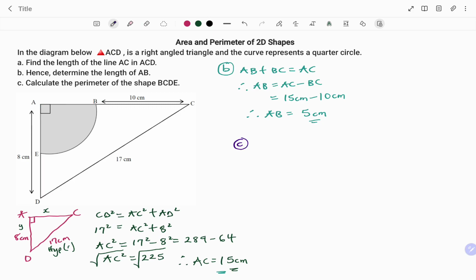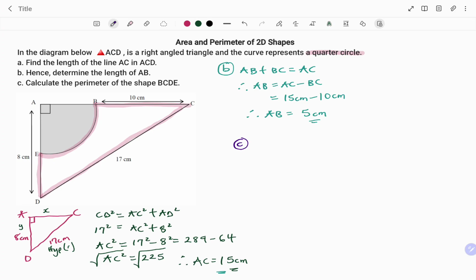For the last part of the question, I'm to find or calculate the perimeter of the shape BCDE. I'm going to start by highlighting the shape, that's BCDE. So I have the length CD, DE, and EB. Note that the sides BC, CD, and DE are straight lines, but I need to find the curve EB. To find that, we've been told from the question that the curve represents a quarter of a circle. So I just need to find a quarter of the circumference of a full circle.